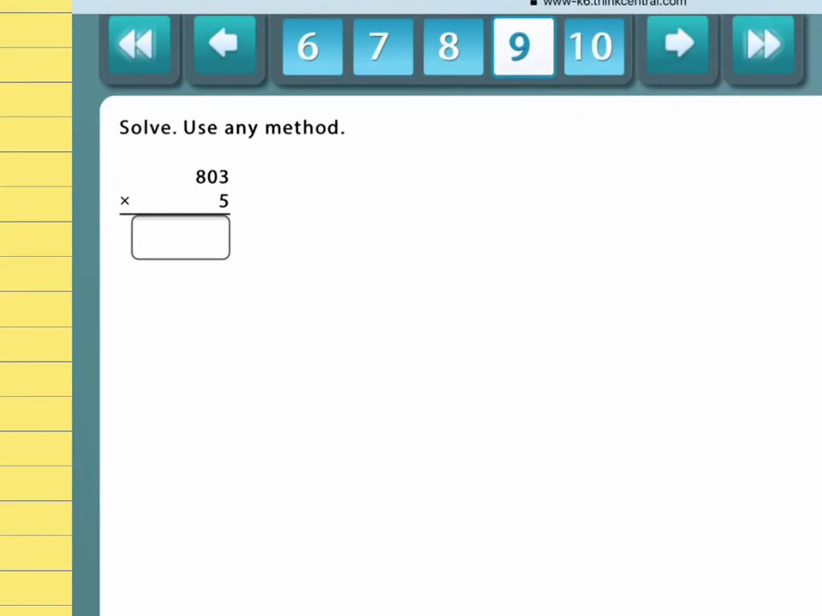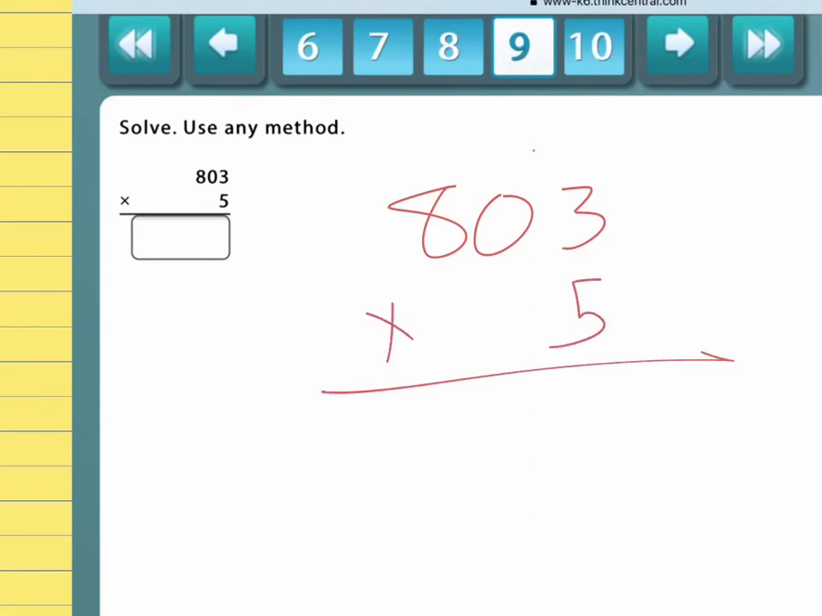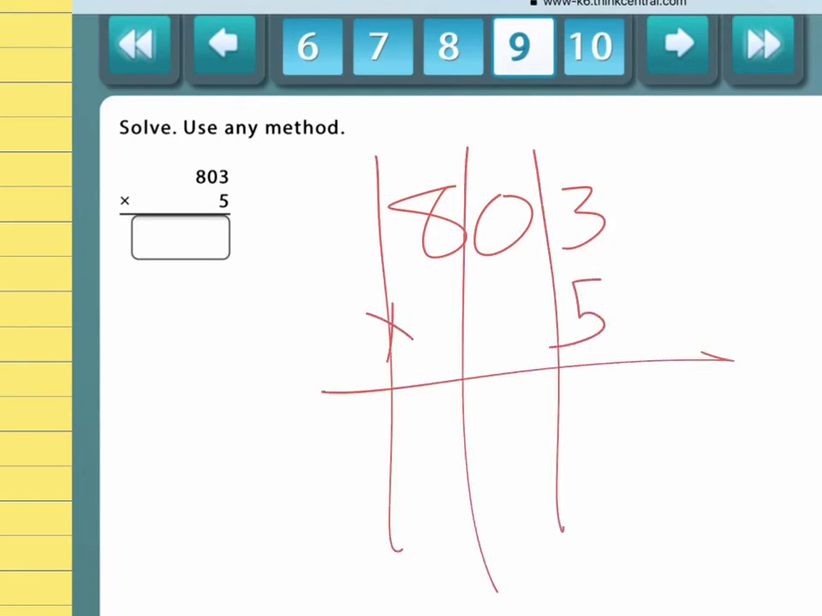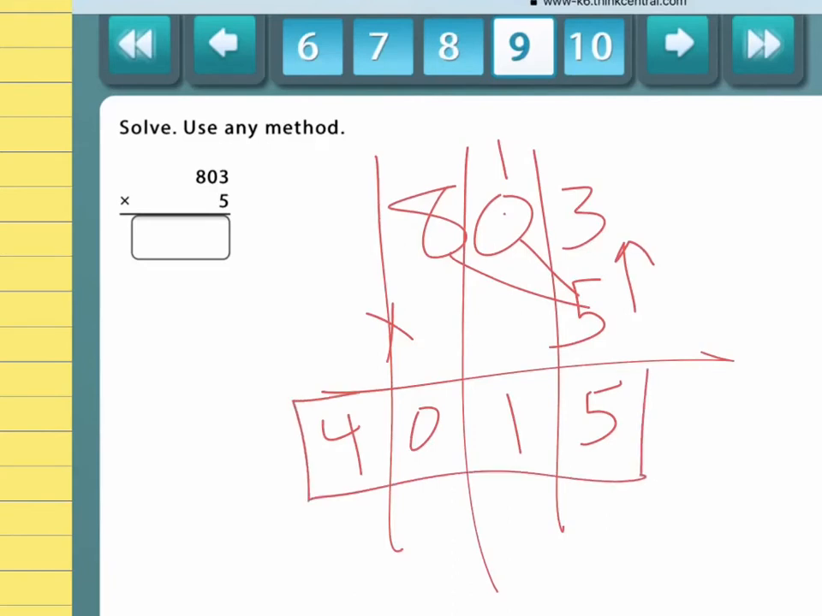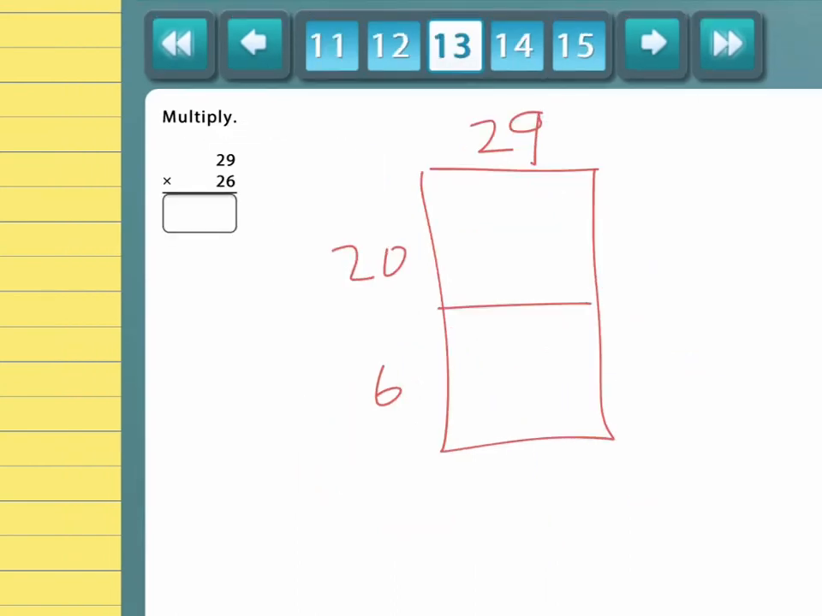All right, any method possible. So I'm just going to go sprinkler math on this. First, I'm going to draw my columns. Super important. I draw my columns. Multiply the ones times the ones, giving me 15. Regroup the tens. 5 times 0 is 0, plus the 1 is 1. 5 times 8 is 40, or 4,000, because that's 5 times 800. That's it. So the answer is 4,015.